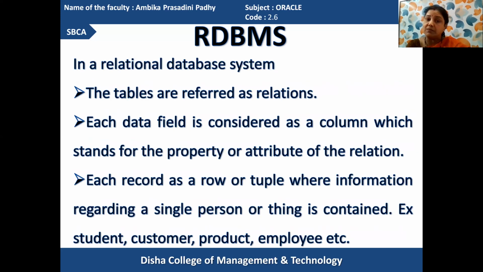In relational database systems, we call them tables. The table says the relations. The data field is stored in the columns. It stands for the property or attribute of the relation. What are the attributes of the given relation? We'll identify all those, and those attributes will be stored in different columns. Got it? The records are stored in the form of rows, or you can say tuples, where information regarding a single person or thing is contained.